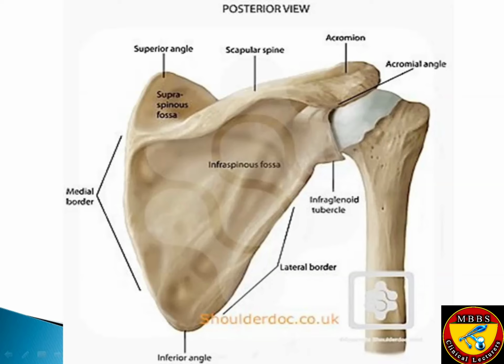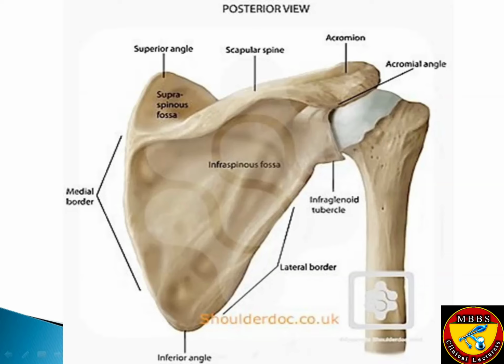Anterior view of the scapula, again showing the three angles: superior angle, lateral angle, and the inferior angle. The lateral angle clearly demarcates the glenoid cavity of the scapula as well as the supraglenoid and the infraglenoid tubercles.